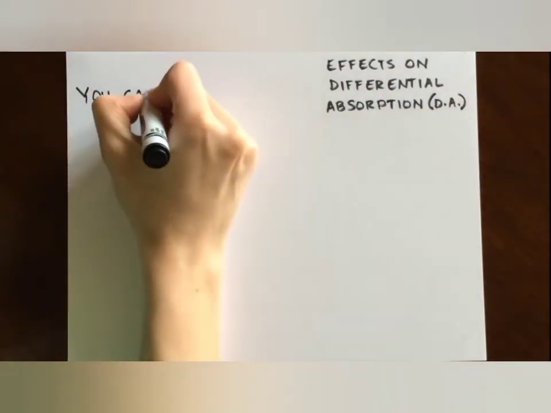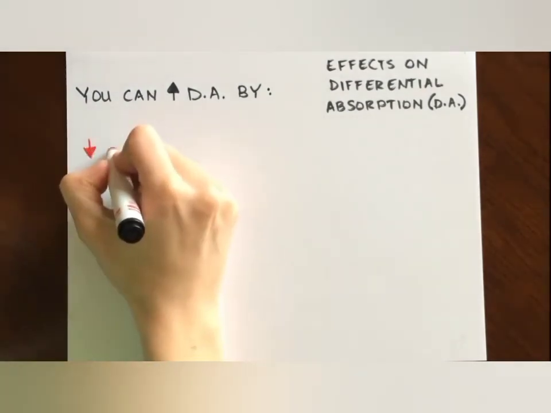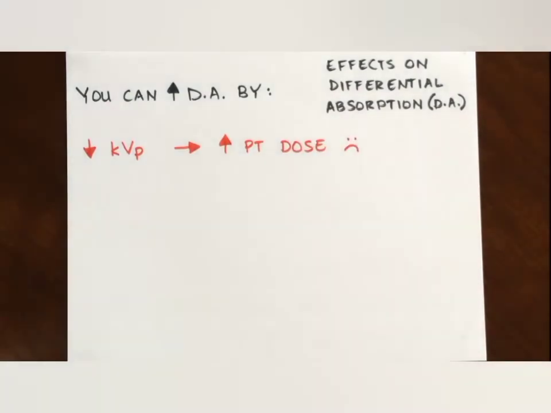To increase differential absorption, you can decrease kVp. However, in doing so, you will increase the patient dose. It is important to find a compromise between the two.